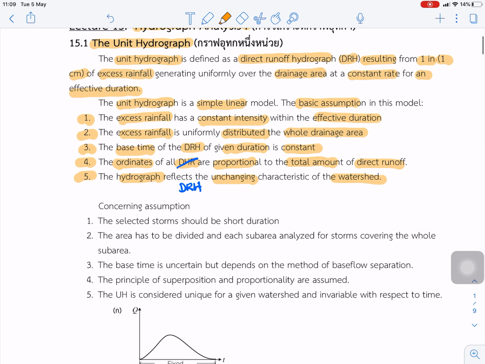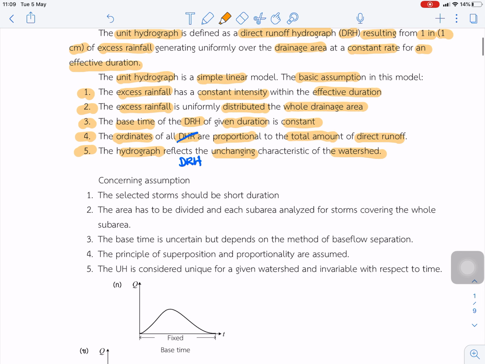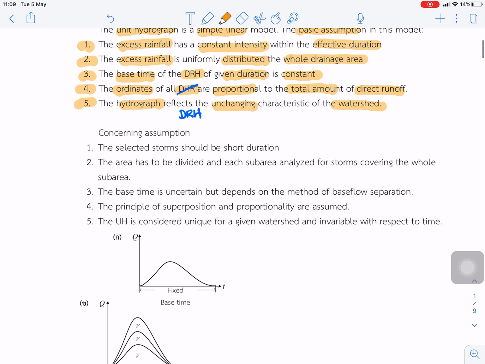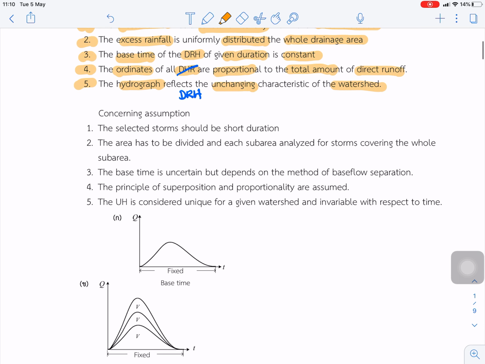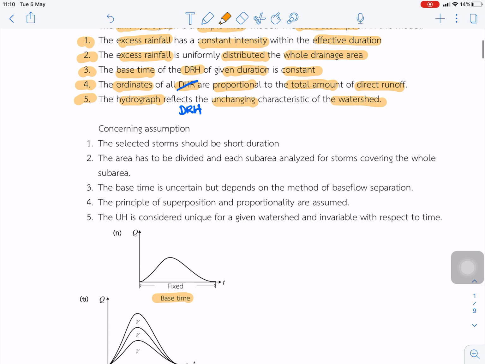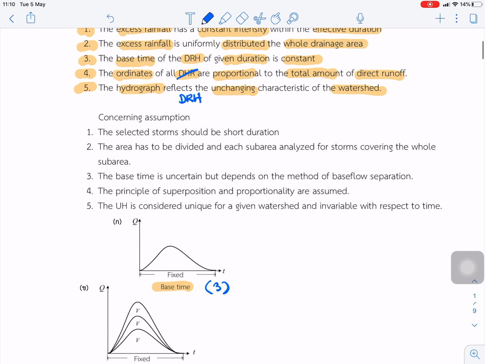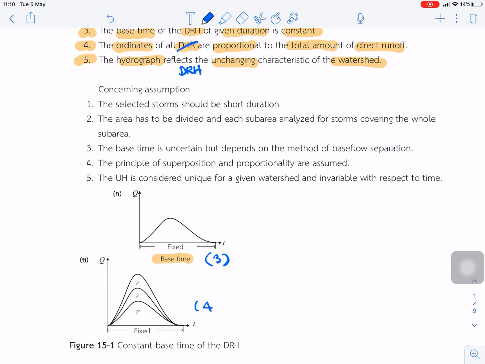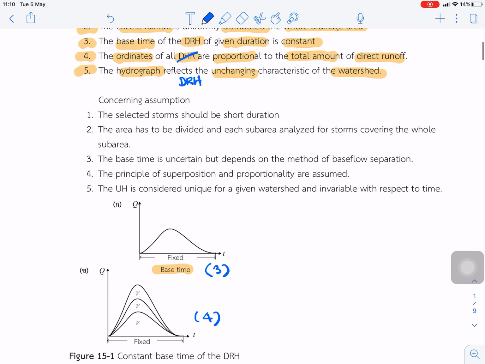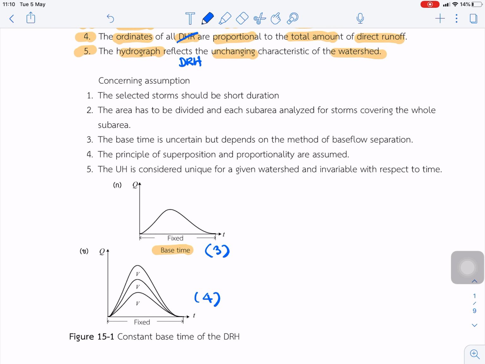Okay, so this is for the fixed base time assumption. For assumption 3, the base time is fixed, and for assumption 4, the coordinates are proportional to the total amount of direct runoff. If we have 3 volumes, we add up the 3 volumes together.